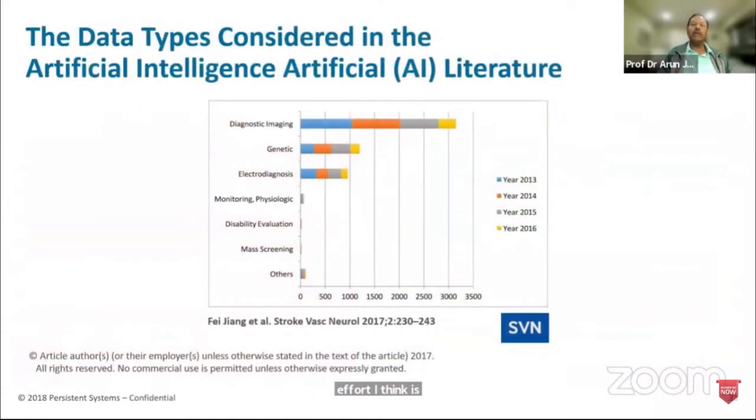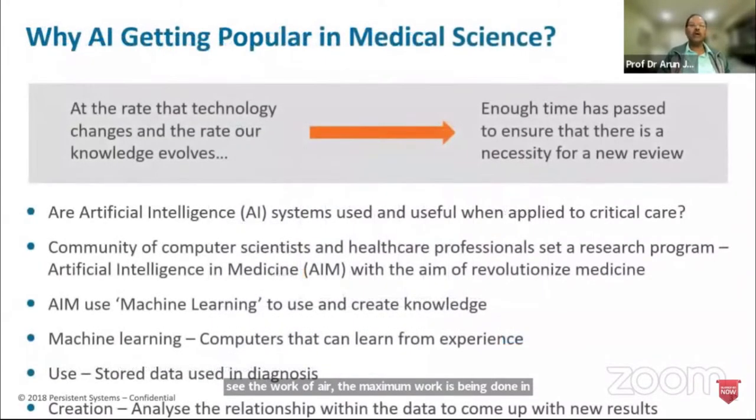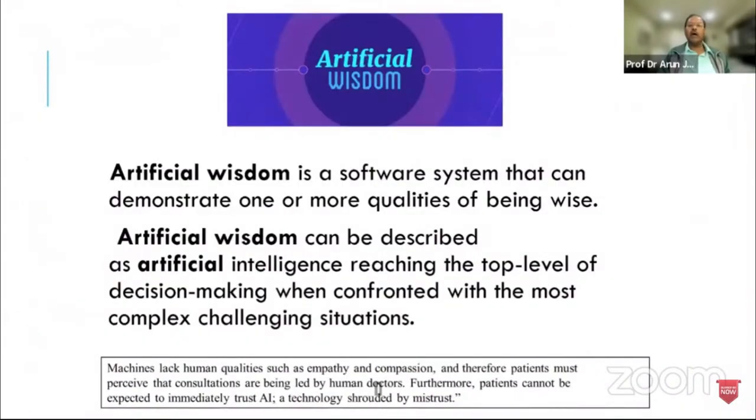There are data types available. And then I think if you see the work of AI, the maximum work is being done in diagnostic imaging. AI is getting useful, applying for critical care. Say artificial intelligence uses machine learning, and then you store data. At the same time, there is a lot of concern about getting it to be sympathetic, to getting it to the mind.